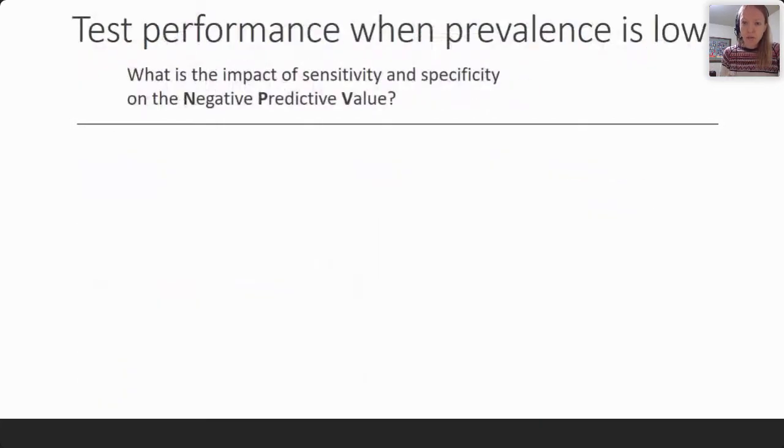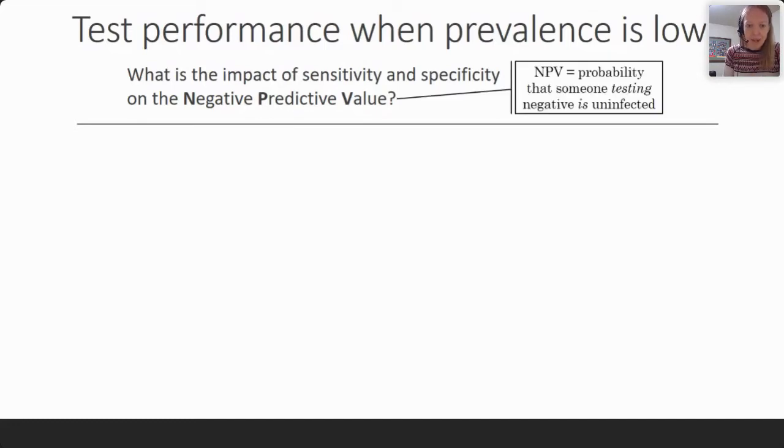So to understand why specificity is key, let's take a look at the impact of test performance when prevalence is low. Specifically, what is the impact of sensitivity and specificity on the negative predictive value? Just for a quick Epidemiology 101 refresher, NPV is the probability that someone testing negative is uninfected.